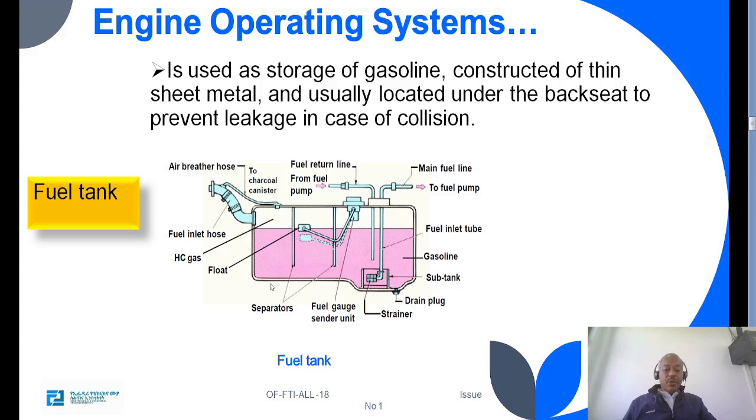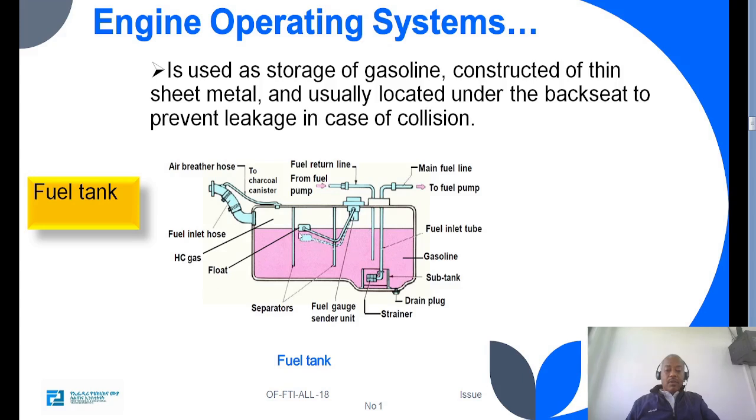This picture shows the fuel tank, and in the fuel tank we have so many components. This strainer, and this is the drain plug, the sub-tank, the gasoline, the fuel inlet tube, the main fuel line, and this line is connected with the fuel pump, the fuel return line, and here there is a control mechanism for the fuel.